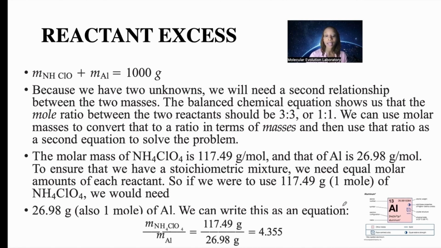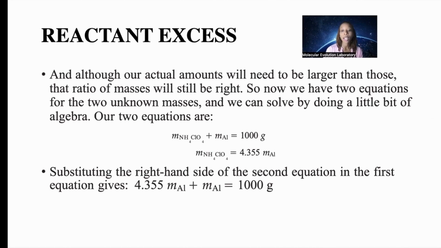So we can write it like this. If you divide 117.49 grams, which is the molar mass of ammonium perchlorate, by that of aluminum, you basically get 4.355. Although our actual amounts will need to be bigger than those, the ratio of masses will still be right.